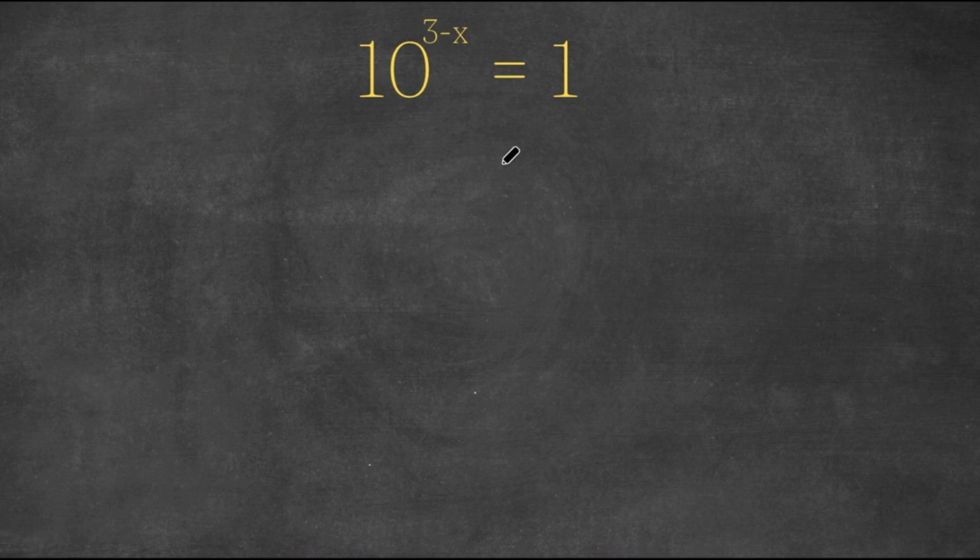Whenever we're solving exponential equations similar to this one, we always want to make sure that our bases here, in this case 10 and 1, are the same. Because let's just say I have a to the power of x, and this is equal to a to the power of y.